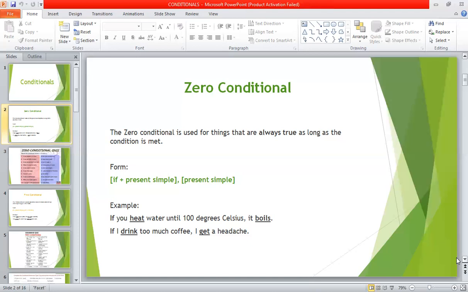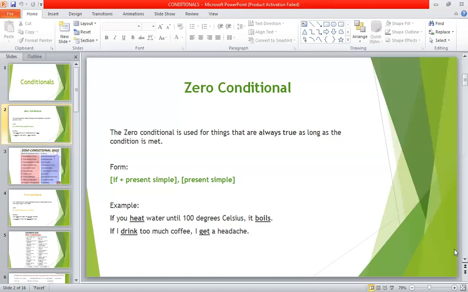Like the example, if you heat water to 100 degrees Celsius, it boils. So this is a fact. Number two, if I drink too much coffee, I get a headache. So this is true. So this is zero conditional. When we talk about zero conditional, we use present simple to express this type of conditional.